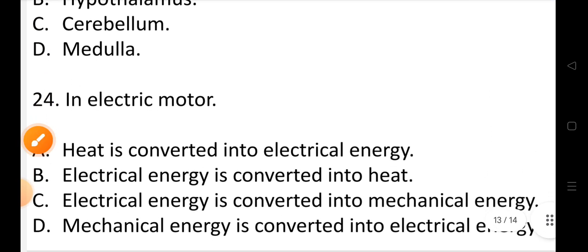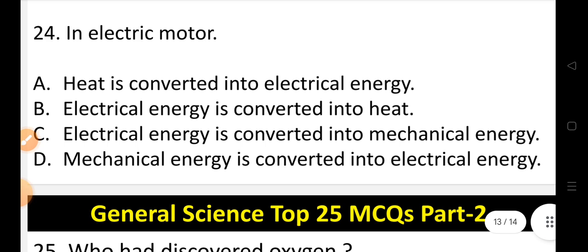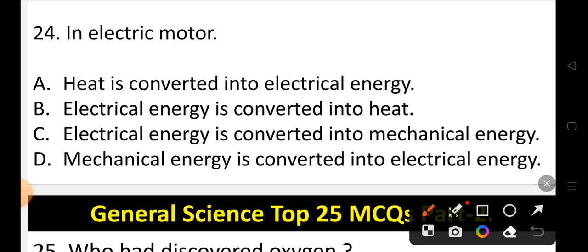Now let's move to question number 24. In electric motor, then options, option A, heat is converted into electrical energy. Option B, electrical energy is converted into heat. Option C, electrical energy is converted into mechanical energy. Or option D, mechanical energy is converted into electrical energy. So in electric motors, the correct option will be option number C, that is electrical energy is converted into mechanical energy. So C is the correct option.